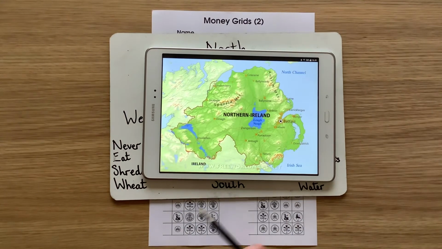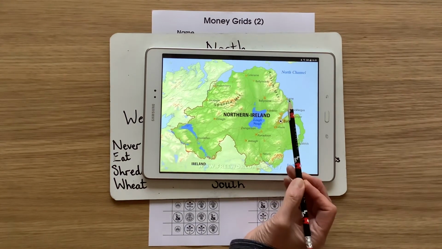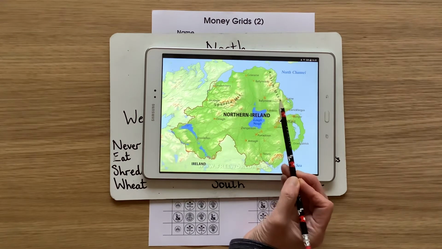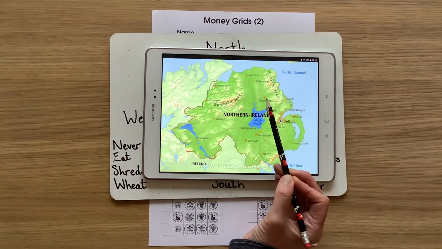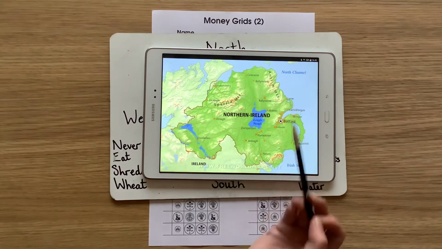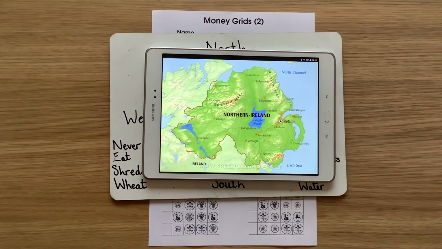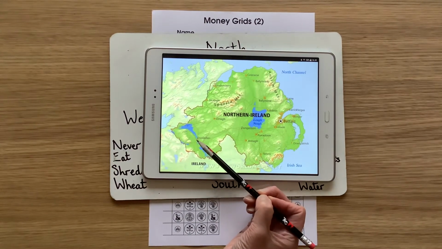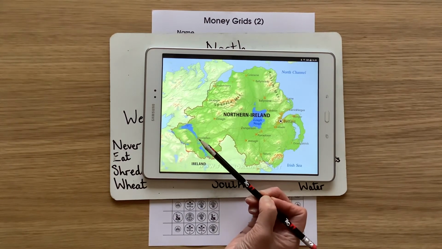What could I say if I was going from Ballymena to Larne? Well, if I was going that way across, if I think about the points of my compass, I would be travelling east. What about if I was going from Omagh to Enniskillen? What direction would that be from Omagh to Enniskillen? Yep, that would be southwest, wouldn't it?